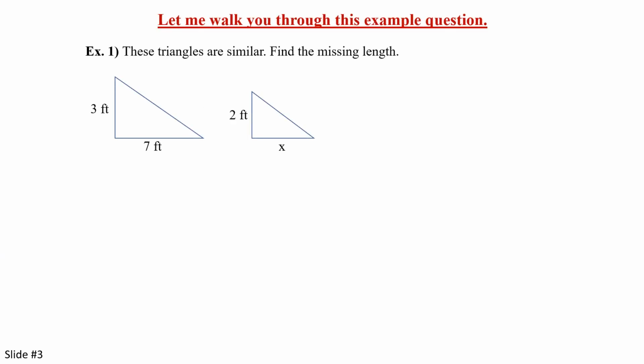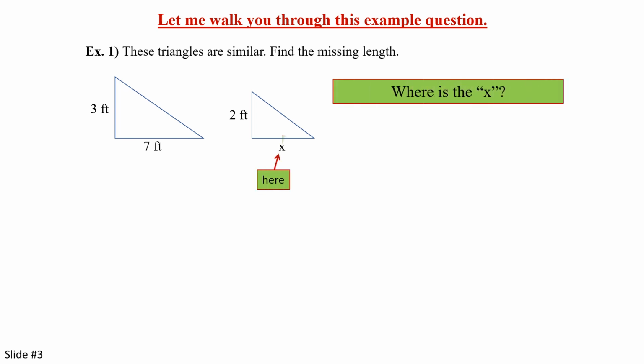Example 1. These triangles are similar, find the missing length. So let me walk you through this example question. We have two triangles. One triangle has a vertical component that's 3 feet and the bottom that's 7 feet. The other triangle has a vertical part that's 2 feet and the bottom part that we don't know, x. That's the missing length we're trying to find.